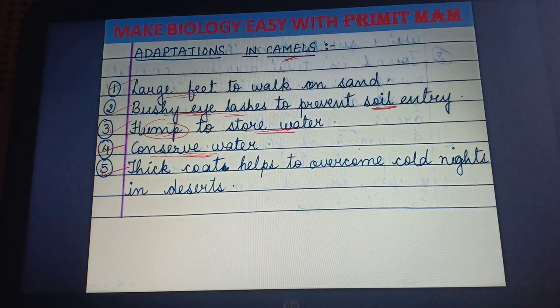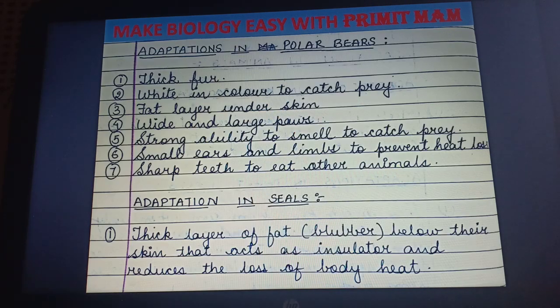The fifth adaptation is they have a thick coat on their body. The thick coat helps to overcome cold nights in deserts. In deserts the days are very hot and the nights are very cold, right? So camels have a thick coat so that they can survive the cold nights in the deserts. So these are different adaptations in camels. Now let's see the next slide.